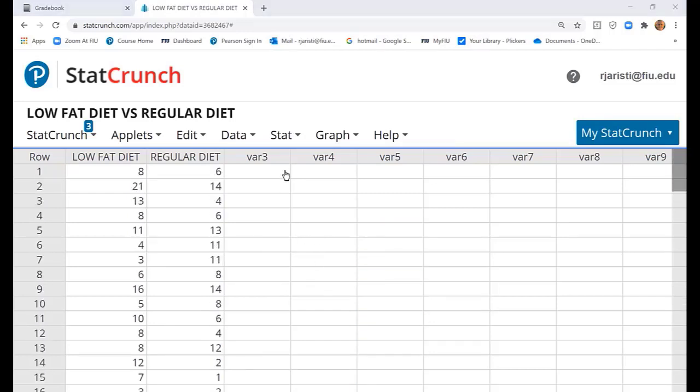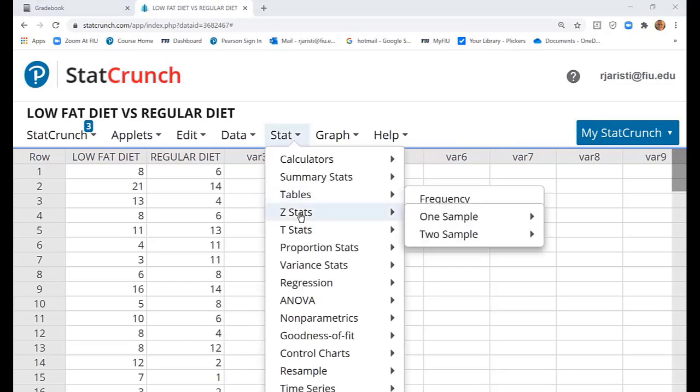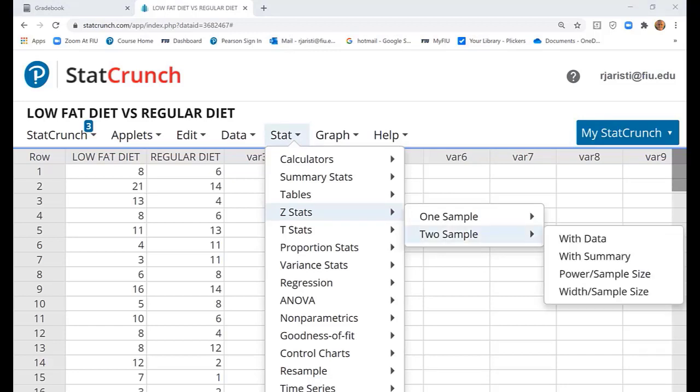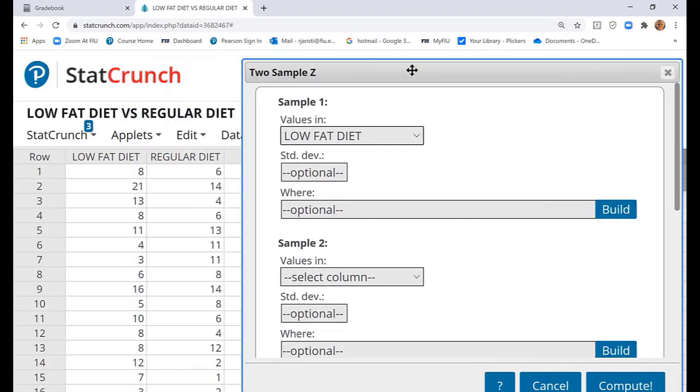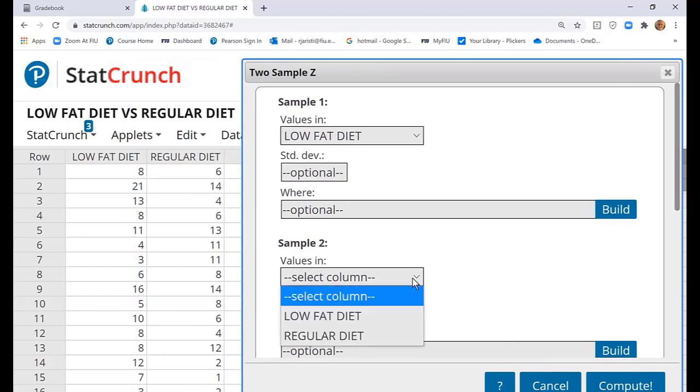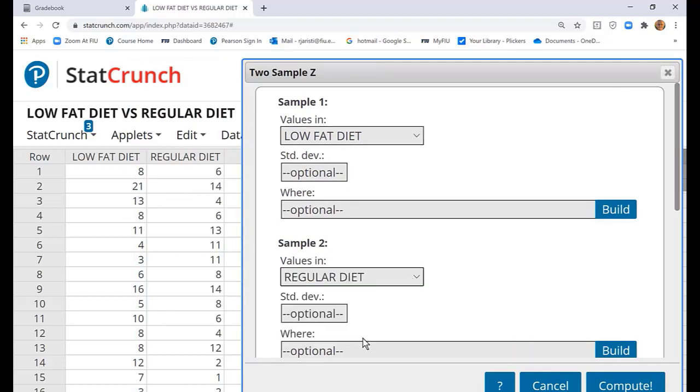To obtain the answer in StatCrunch, go to Stat, go to Z Stat, because my samples are big. If my samples were small, we would have to use T Stat. Remember that. Because we are dealing with two populations, we select two samples. And we have the raw data, not the summary. Let's select with data. Then our first sample is located in this column, low-fat diet. And our second sample is located in the second column, regular diet.